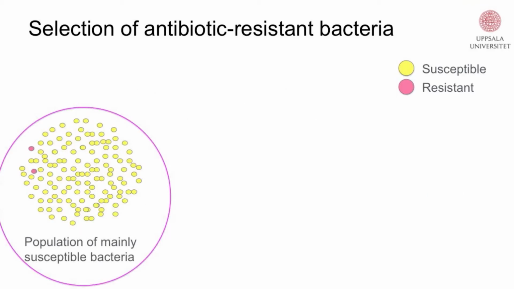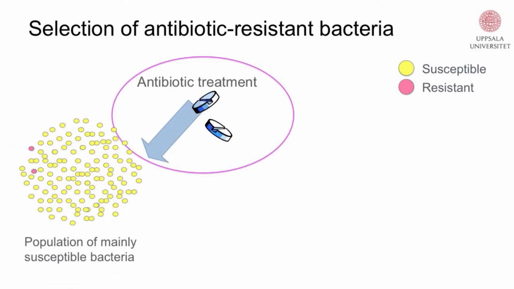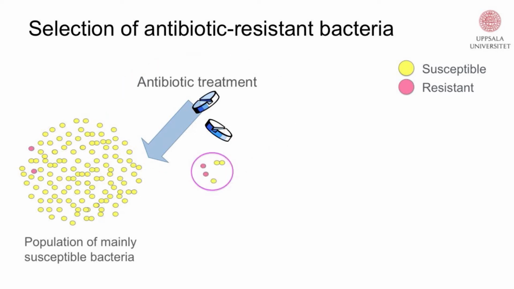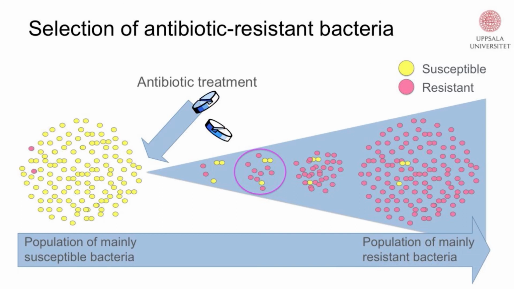Here you see a typical bacterial population. The majority of the bacteria are sensitive to antibiotics, but there may be one or a few antibiotic-resistant bacteria present. If the bacteria are now treated with an antibiotic, most will be killed or at least stop growing, but the resistant bacteria will survive. As long as the antibiotic is there, the resistant bacteria have no competition and can increase in number. The end result is a bacterial population consisting of mainly resistant bacteria.